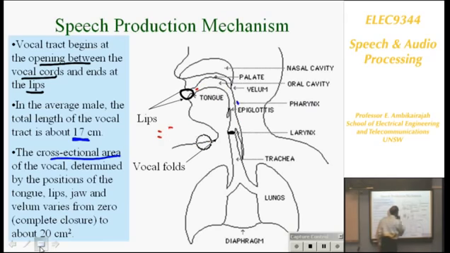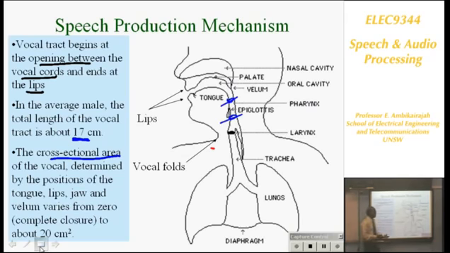For example, give me a second. So you'll find, if I just cut there, the area here is different. It's larger than the area here. Like so, that's the cross-sectional area of the vocal tract.